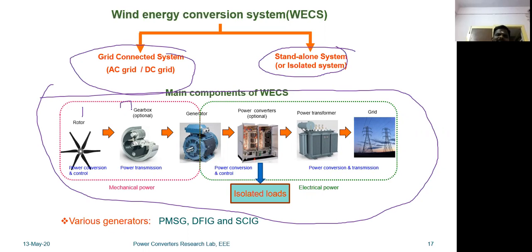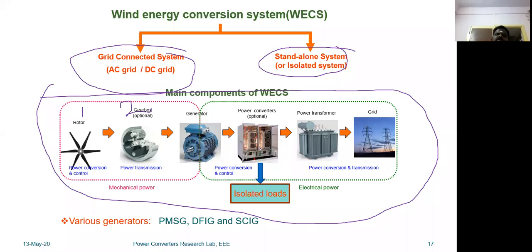The second one is the wind turbine. Then it is indicated as the power transmission. That means from the wind, through the gearbox, the mechanical power will be transferred to the machine. Then the electric machine will be acting as a generator. The output power of the generator is fed to the power converter.